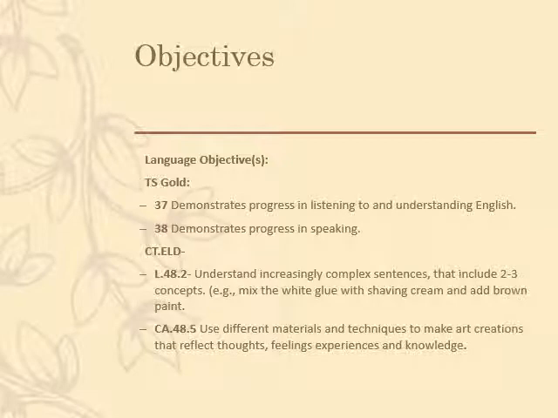Here are some objectives. Language objectives for TS Goal number 37: demonstrate progress in listening to and understanding English. Number 38: demonstrate progress in speaking. Connecticut ELDS L.48.2: understand increasingly complex sentences that include two to three concepts. For example, mix the white glue with shaving cream and add brown paint. CA.48.5: use different materials and techniques to make art creations that reflect thoughts, feelings, experiences, and knowledge.